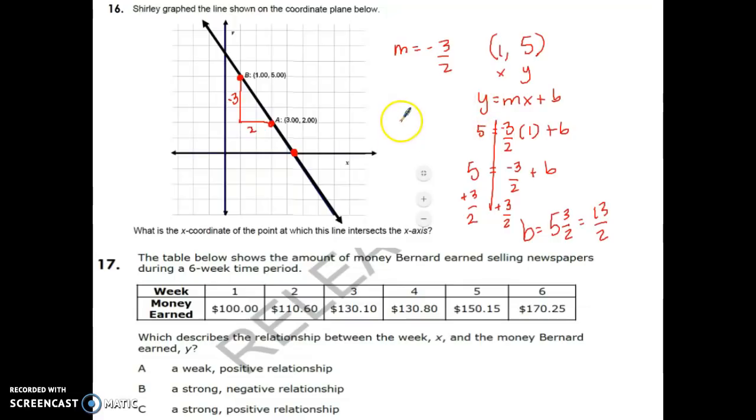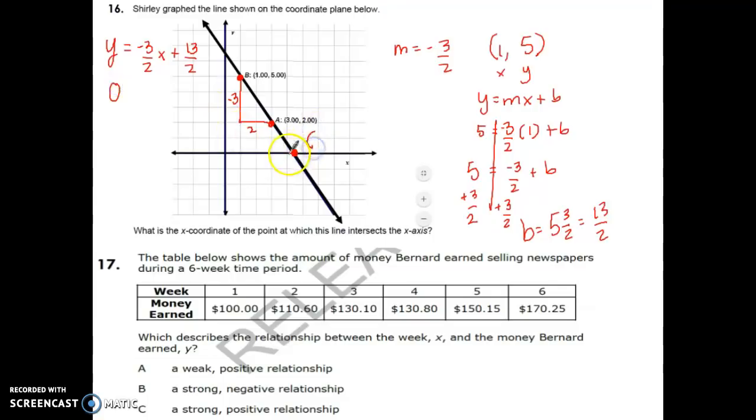And I'm running out of space, and you probably are too. So the x-intercept, this is the y-intercept. So our equation of our line is y is equal to negative 3 halves x plus 13 halves, correct? And so to find the x-intercept, let y be 0. Remember, this is the ordered pair.